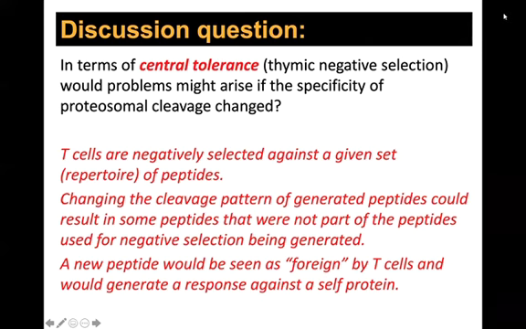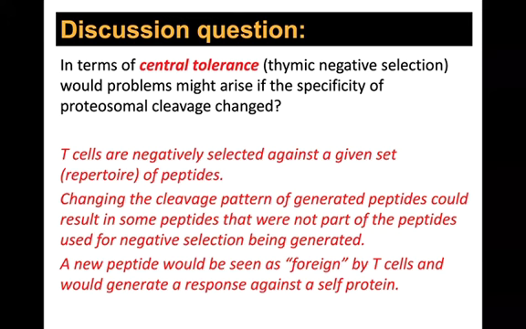And the problem with that argument is that if it did change the peptides that were cleaved, then it breaks central tolerance, because the T cells are negatively selected against a given set of peptides that are defined in the thymus. And this is the proteasome set of peptides, not the immunoproteasome that's generated after inflammation. So if the cleavage pattern changes during inflammation, then you're going to have peptides that were not part of that set that were used for negative selection.